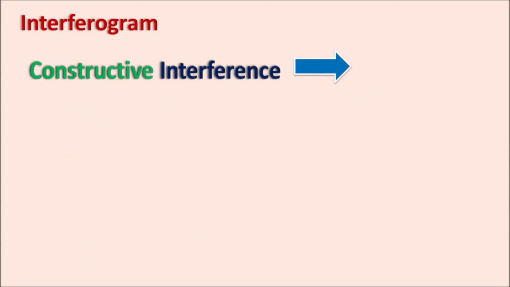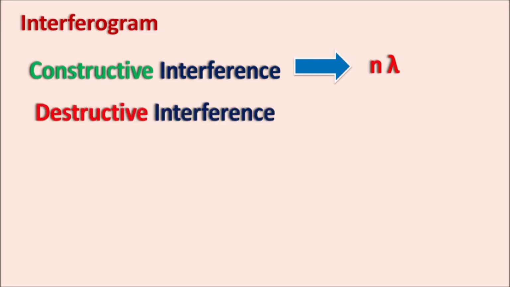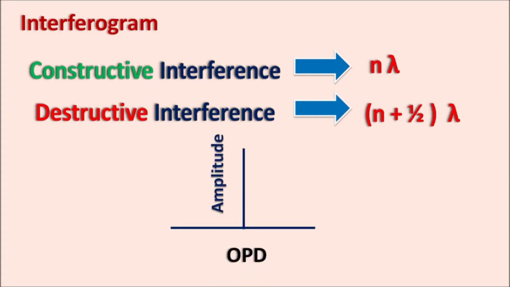Now based on that, the interferogram is plotted in the FTIR. Constructive interference is observed at n lambda wavelengths, where lambda is the wavelength and n is the order of interference, and the n value may be any integer like 0, 1, 2, 3. Destructive interference is observed at (n plus half) times lambda. Again, n may be 0, 1, 2, 3 and so on. Based on this constructive as well as destructive interference, the interferogram is plotted with amplitude on the y-axis and optical path difference data points on the x-axis, and we can get a plot like this.